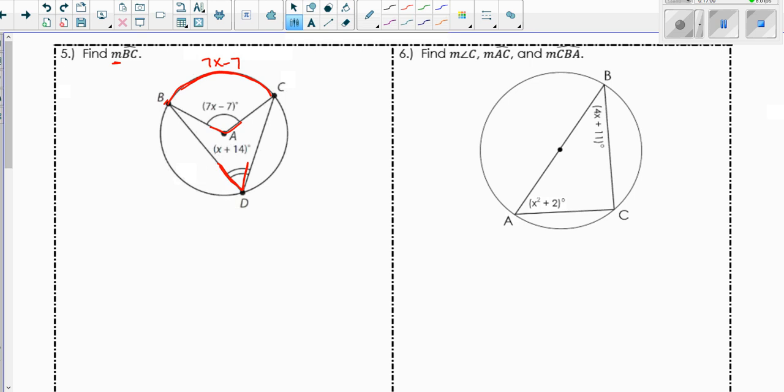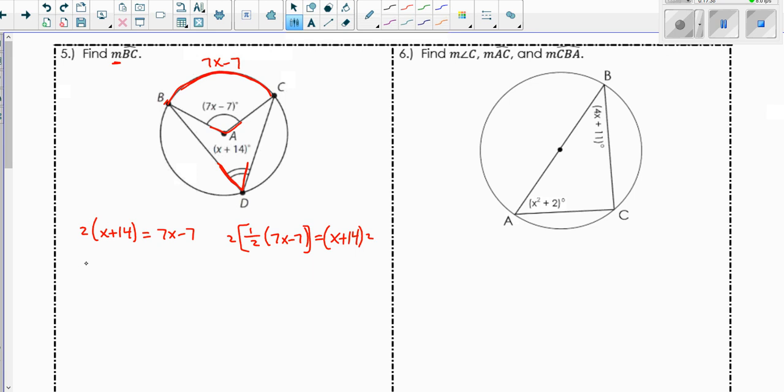So if that's the case, then I could take 2 of these x plus 14s to equal 7x minus 7. Or I could say half of 7x minus 7 equals x plus 14. It's always easier to double something than it is to take half of something. However, in this case, I could multiply this all by 2, and this all by 2 as well, which is the exact same thing that this equation is doing. So I'm going to solve this equation.